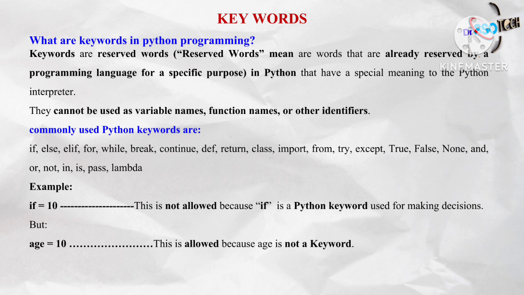Dear listeners, you can understand by a simple example. if equals 10. This is not allowed because if is a Python keyword used for making decisions. But age equals 10. This is allowed because age is not a reserved word. In simple words, a keyword is a word kept aside by Python for its own use.